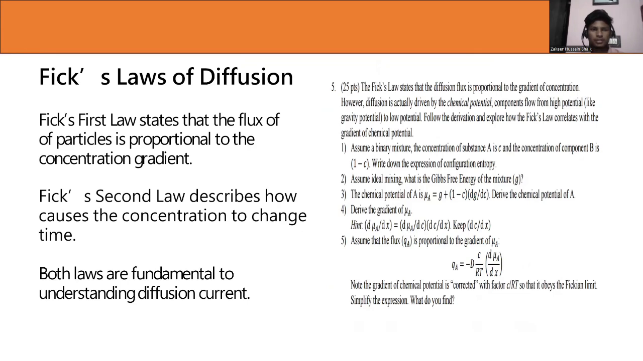Fick's law of diffusion. Fick's first law states that the flux of particles is proportional to the concentration gradient. Fick's second law describes how diffusion causes the concentration to change with time. Both laws are fundamental to understanding diffusion current. Here we assume that the flux is proportional to the gradient of mu A: Q of A equals minus D into C by RT into d mu A by dx.